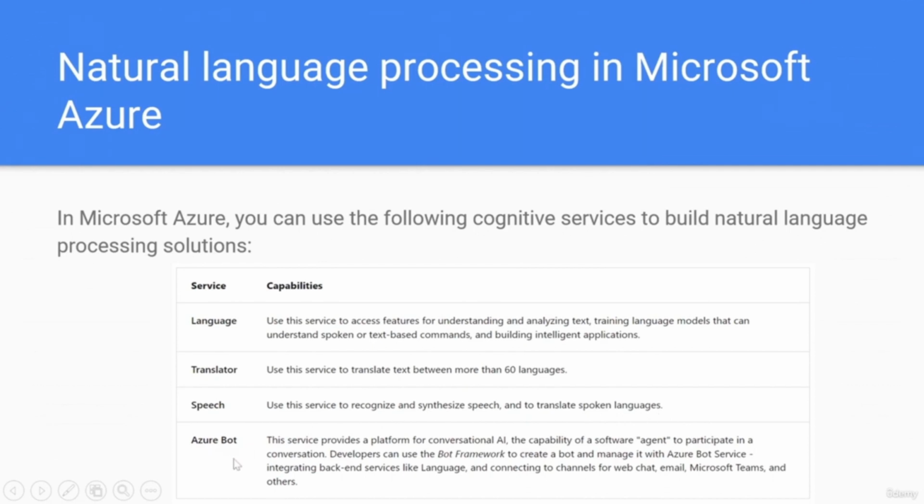We have Azure Bot. This service provides a platform for conversational AI, the capability of a software agent to participate in a conversation. Developers can use the Bot Framework to create a bot and manage it with Azure Bot Service, integrating back-end services like Language, and connecting to channels for web chat, email, Microsoft Teams, and others. So these are the services: Language, Translator, Speech, and Azure Bot.